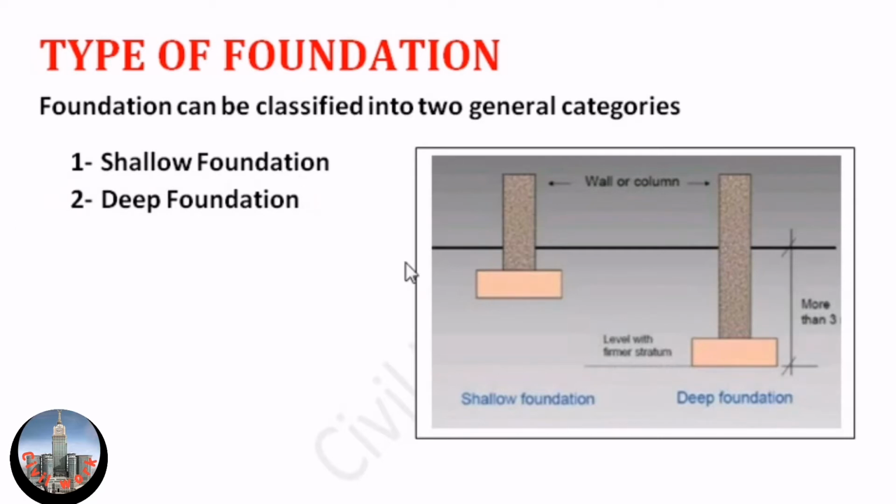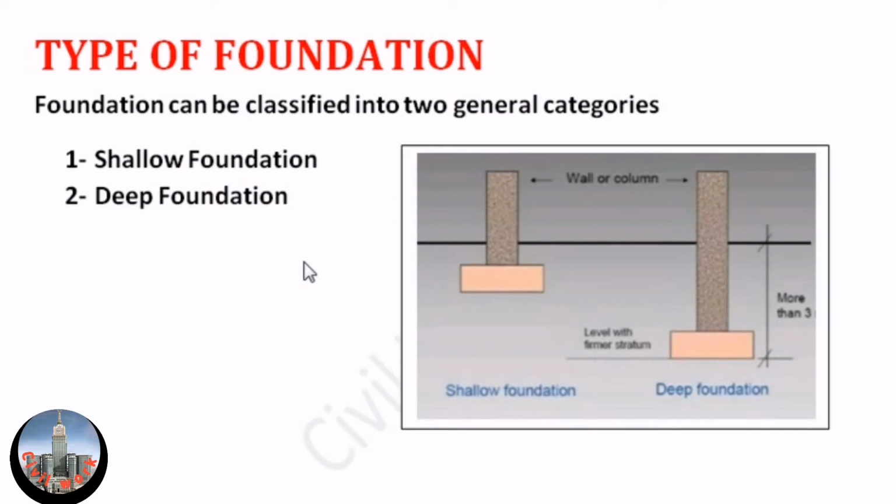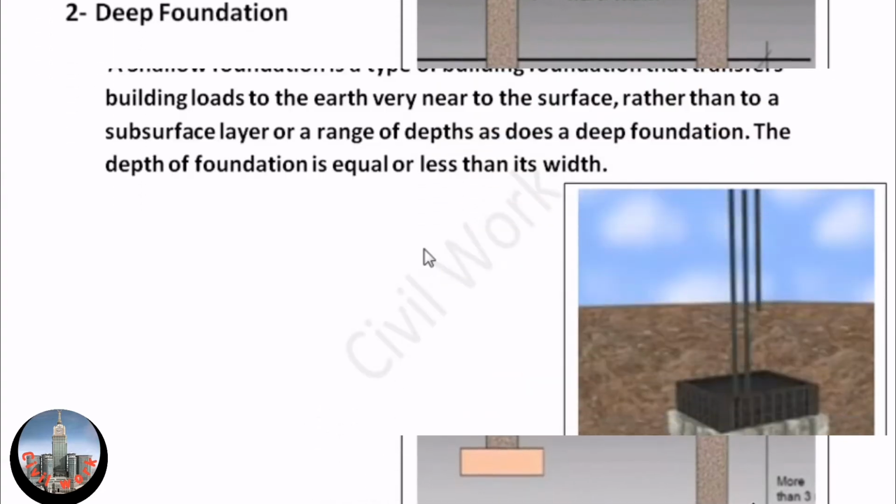Types of foundation. Foundation can be classified into two general categories. Number one, shallow foundations. Number two, deep foundations. Shallow foundation has a depth less than 3 meters and deep foundation more than 3 meters.